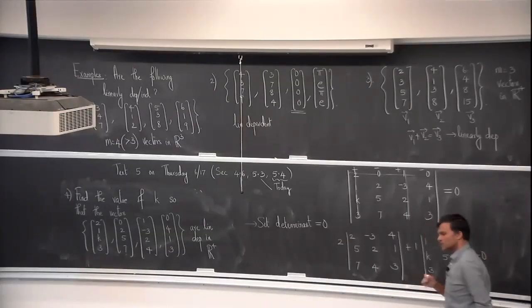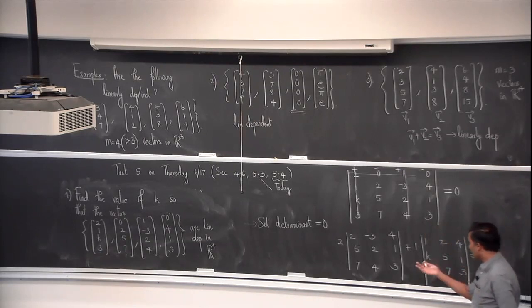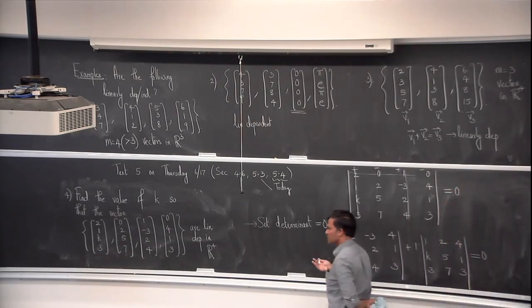And we are setting this equal to 0 because we want to see what value of K would make these vectors linearly dependent. If it is independent, it will be not equal to 0. So just read the question.